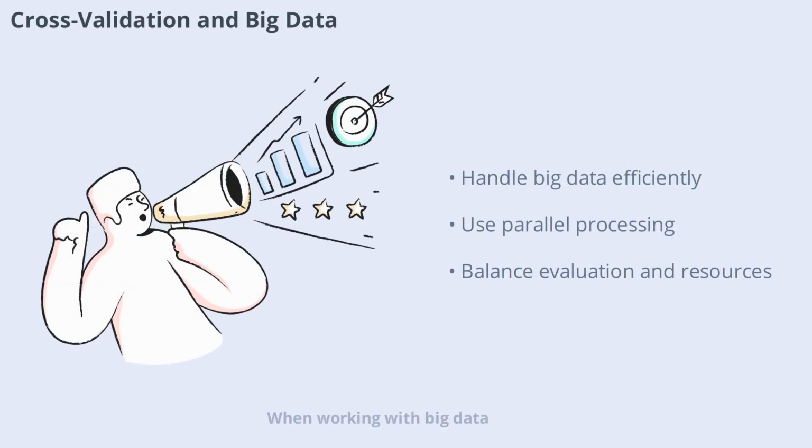In working with big data, cross-validation can become computationally expensive. Techniques like parallel processing or using smaller representative samples can help manage the workload. It's important to balance thorough evaluation with practical constraints, ensuring that your cross-validation process remains feasible and informative.